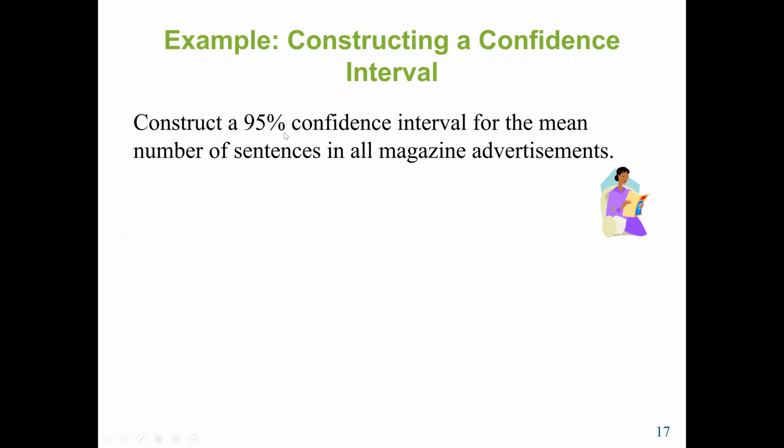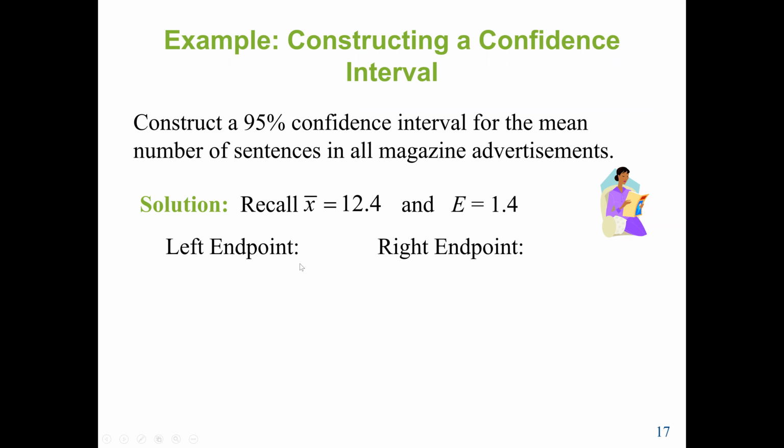So let's solve this problem. Here they say we should construct a 95% confidence interval for the mean number of sentences in all magazine advertisements. For the solution, we add all the sentences for all the 50 samples and divide by 50, and we get 12.4. So here we know x bar will be 12.4. Also, we are able to find E, which is 1.4.